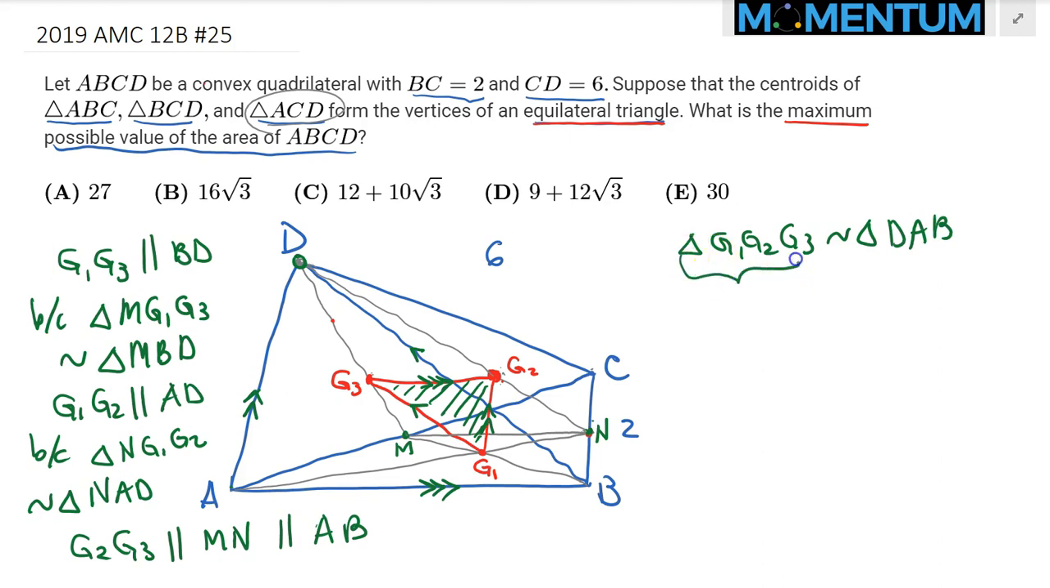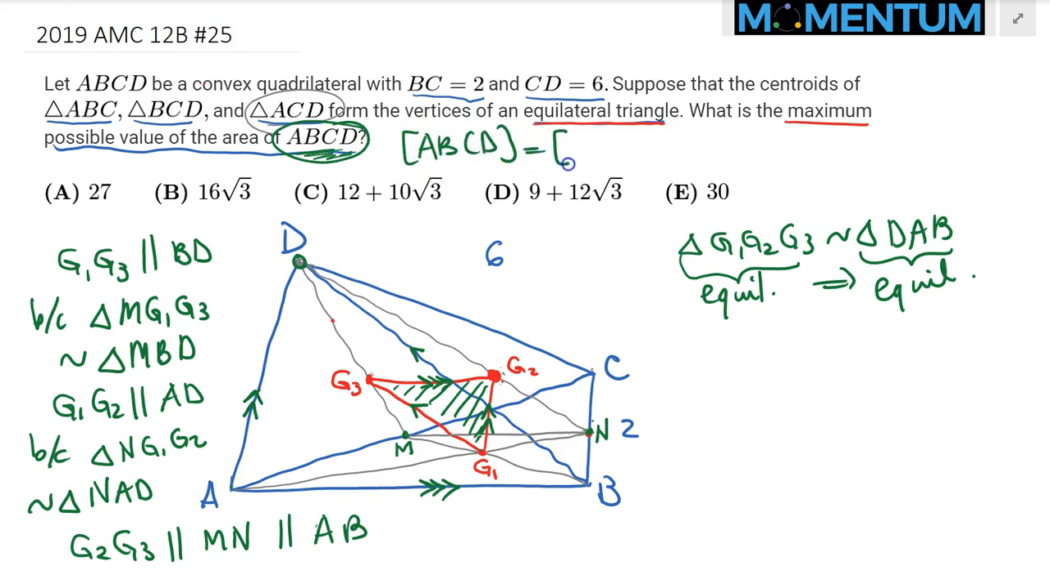But because this triangle itself, G1, G2, G3, was an equilateral triangle, that should imply that this triangle is also an equilateral triangle. So that was the crux move of this problem, noticing that ABD is an equilateral triangle. Now we can go back to our question and finish it, because the question is an optimization question where we try to find the maximal area of quadrilateral ABCD.